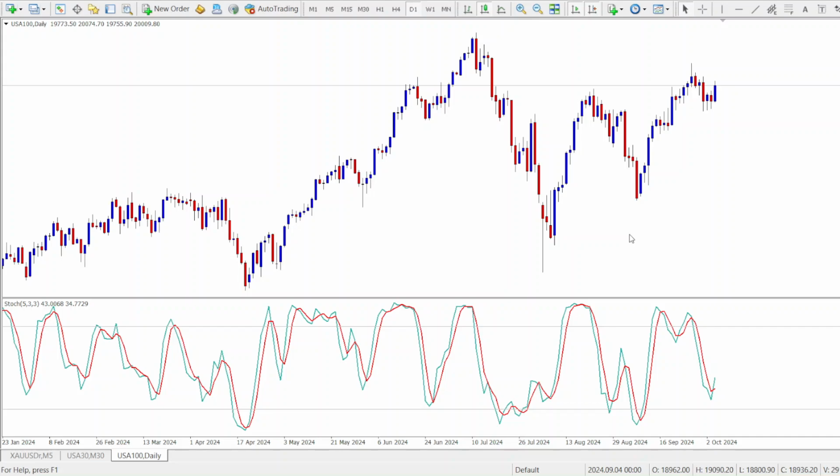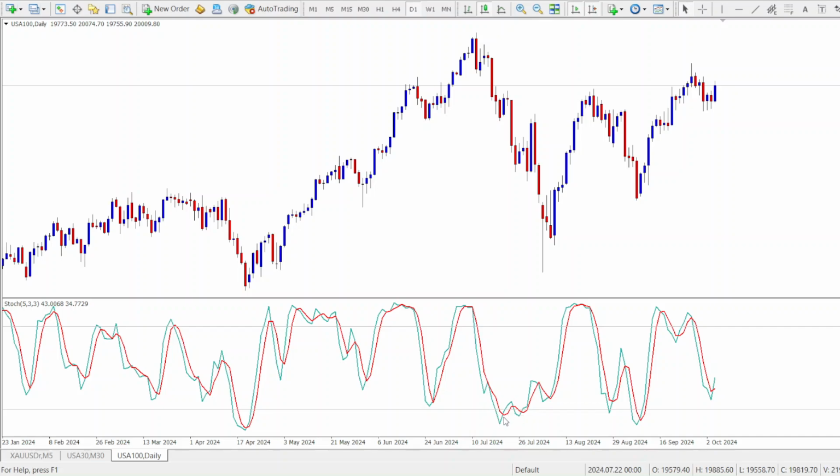Now, how do you use the stochastic oscillator to trade? All you need to do is to watch out for a crossover. You can just use the default settings for the stochastic oscillator.